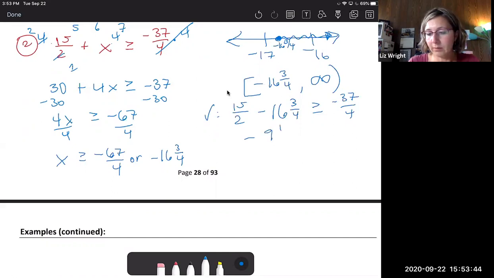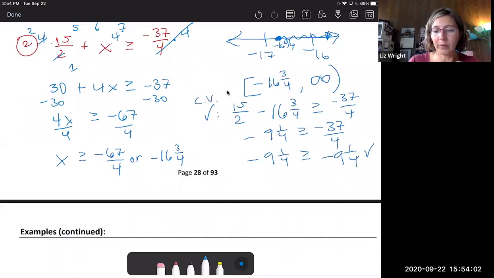And you can ask yourself, well, does negative 37/4, is that going to give me 9 1/4? Yeah, because 4 goes into 37 9 times, you've got 1 left over. So these are going to check out. What is a number within our solution set? So this is us checking the critical value. And then another check on the inequality.